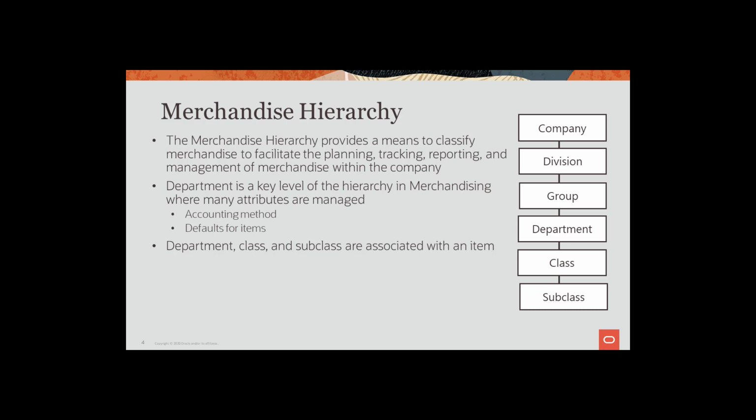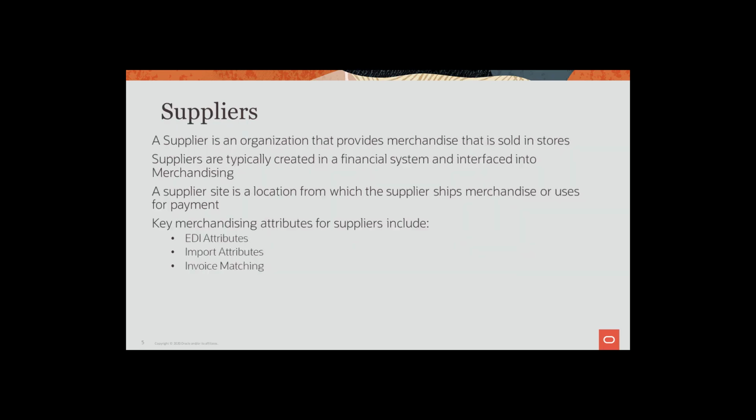Below department is class, and then finally subclass, which is the lowest level of merchandise hierarchy and the level at which items are attached. A supplier in merchandising is defined as an organization that provides merchandise that is sold in stores. Suppliers are typically created in the retailer's financial system and interface to merchandising, but can also be created directly in merchandising. Merchandising can also be configured by system option to use supplier sites.